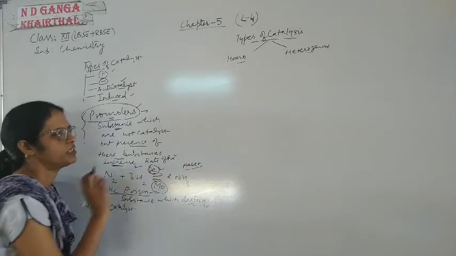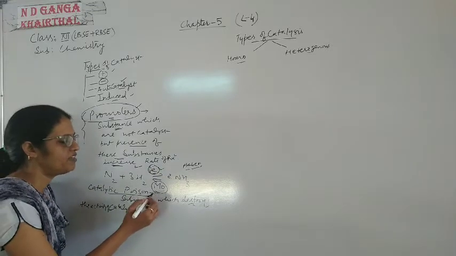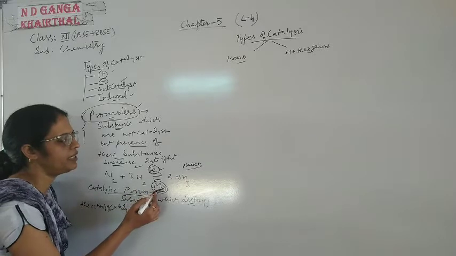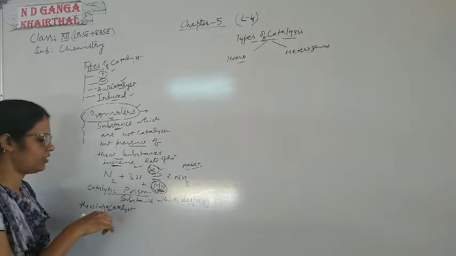Iron acts as a positive catalyst. But we saw that there is another substance that is called molybdenum. Molybdenum is a promoter which increases the rate of reaction.